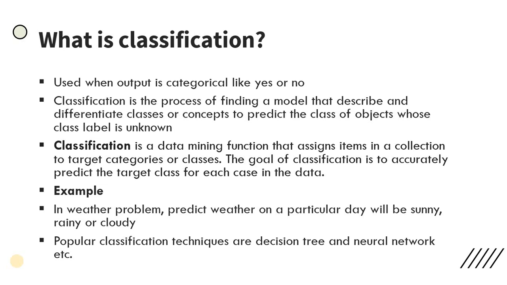For example, in a weather problem, we predict whether a particular day will be sunny, rainy or cloudy. Based on the parameters, it classifies whether the weather is sunny, rainy or cloudy. So this is also a classification problem. The popular classification techniques are decision tree, neural network, etc., which we'll learn in later sessions.